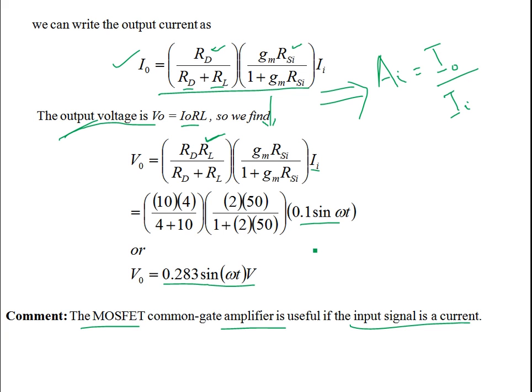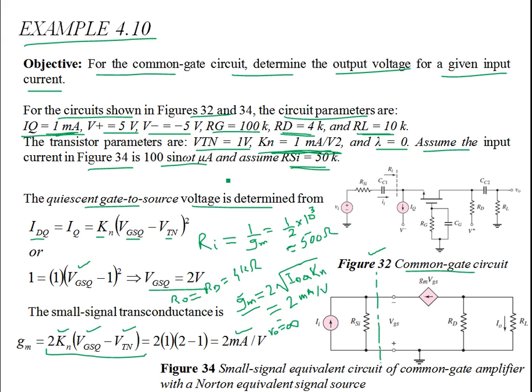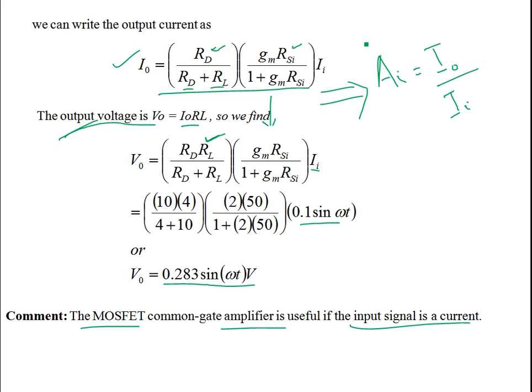So that completes the evaluation for this question. We were required to determine the output voltage, which we have done for the given input current. So you note that in this configuration the input resistance is low, and the device is used when the driving source is a current source. And the output is a current again, so it provides some current gain over here. So that's all for this example.